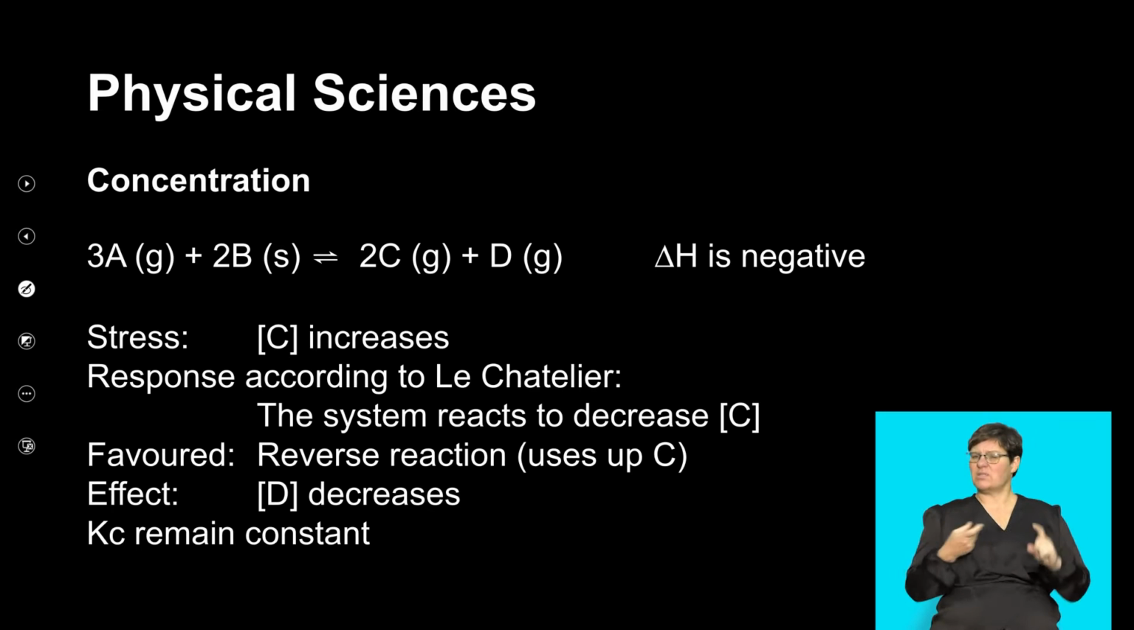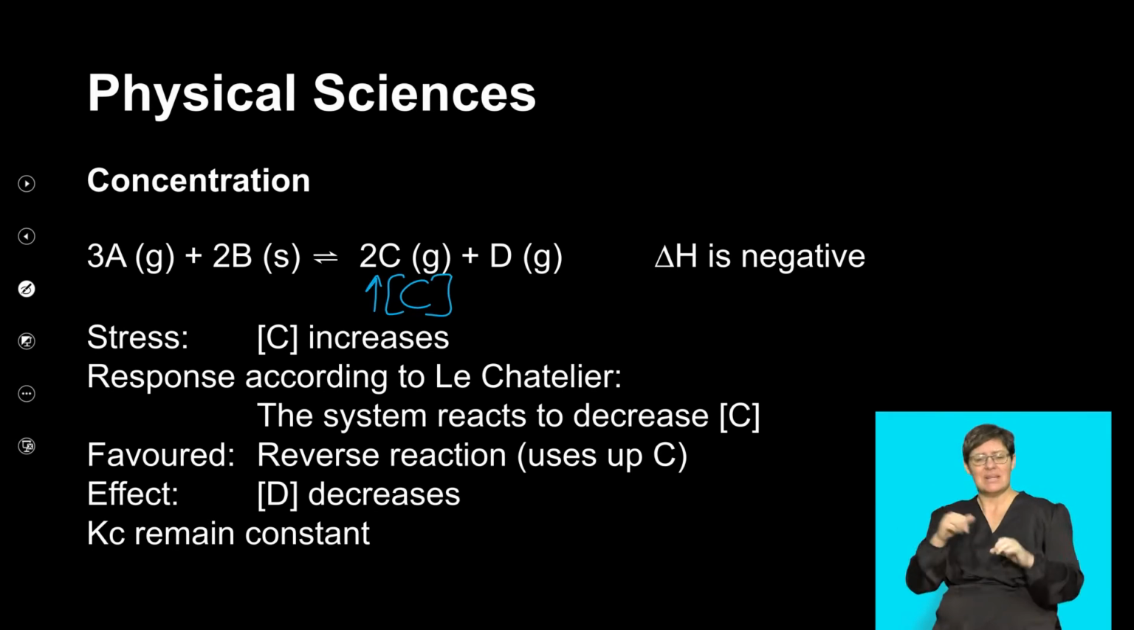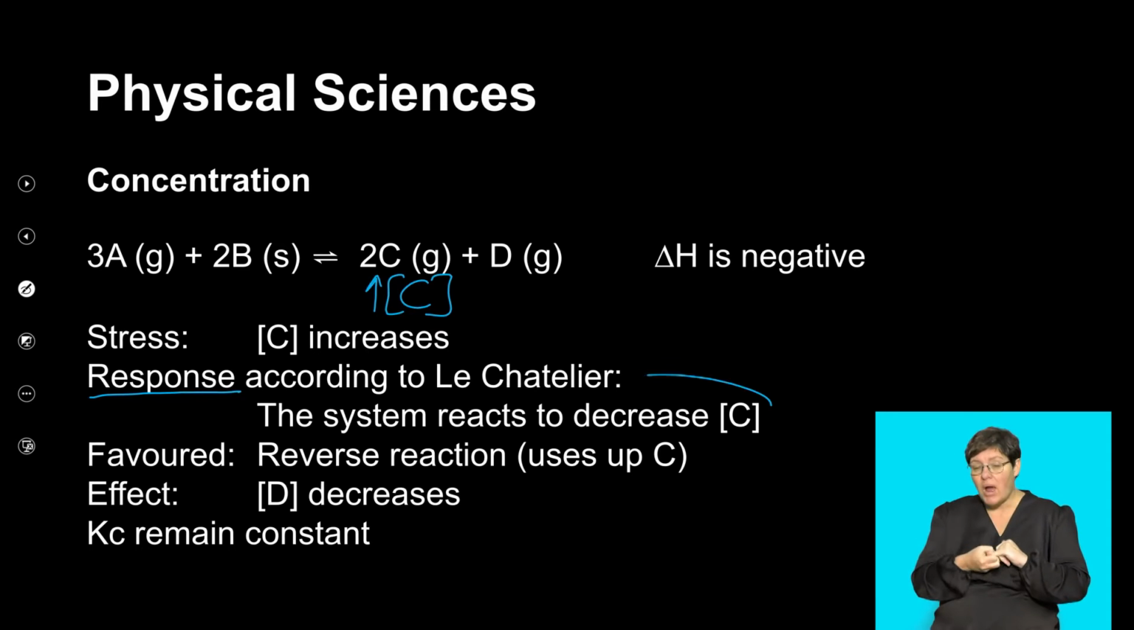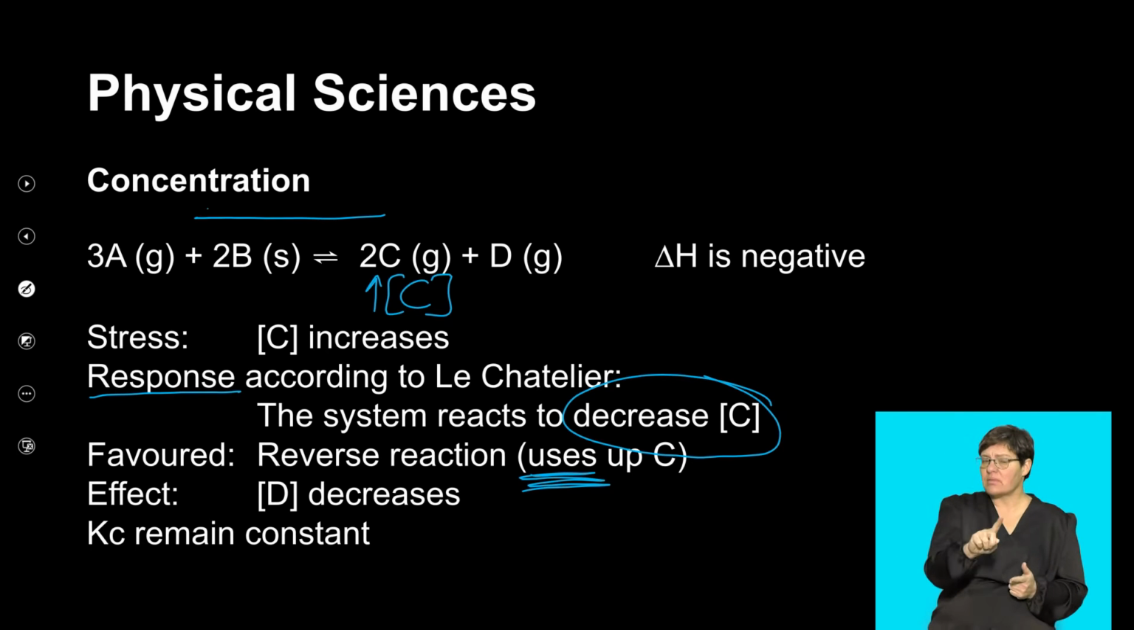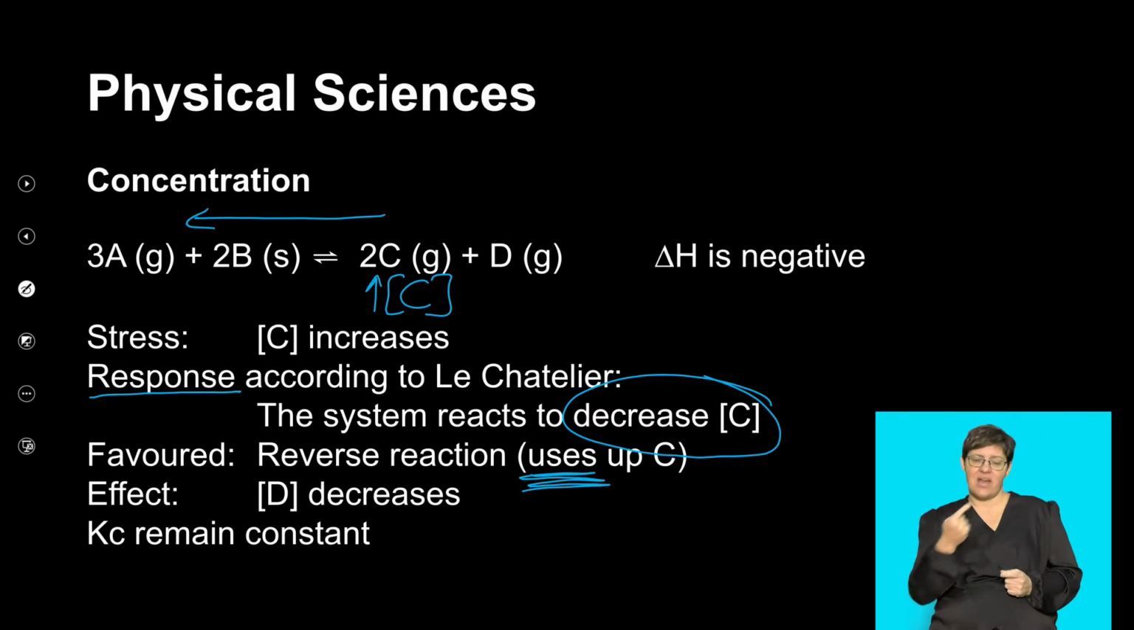What is the stress? The stress is that the concentration of C will increase. What will the system do according to Le Chatelier? The response will be that the system will react to try to decrease the concentration of C. How will the system do that? Whenever you want to decrease a concentration, you need to use up some of that substance. So if we want to use some of C, it basically means that we will favor the reverse reaction.